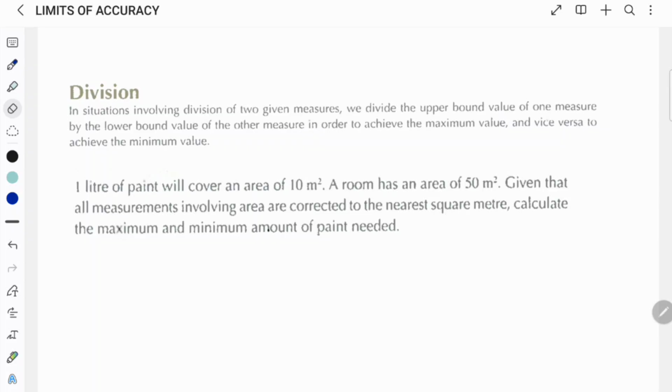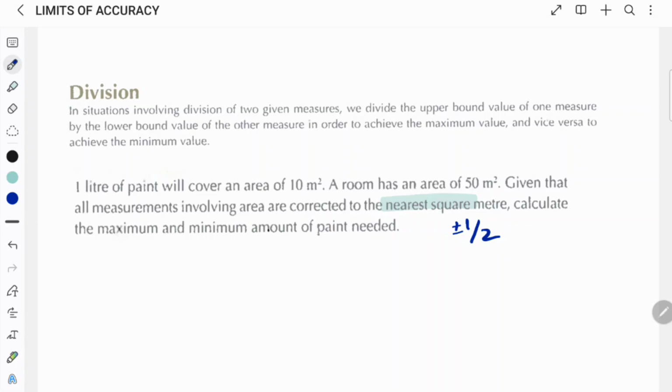If in any problem solving you are getting a division question: 1 liter of paint will cover an area of 10 meters square. A room has an area of 50 meters square. Given that the measurements involving area are corrected to the nearest square meter, again in this question we add and subtract 0.5, plus or minus one over 2. They are asking us to find the maximum amount of paint required, so obviously upper and lower bounds are required.